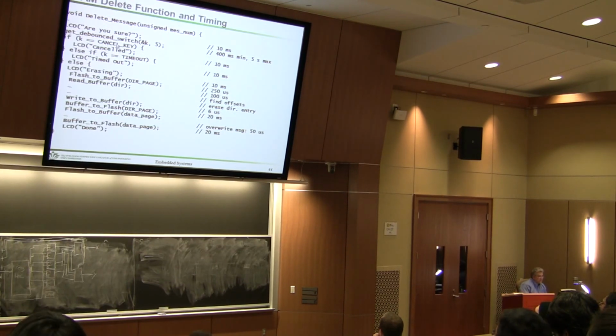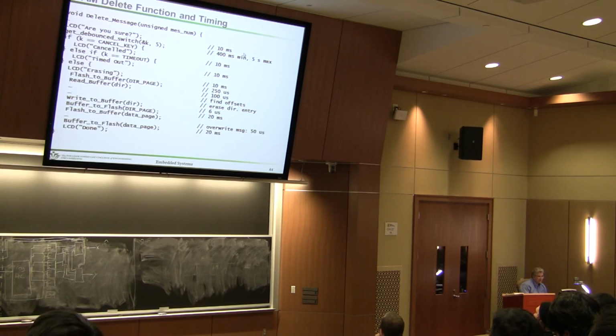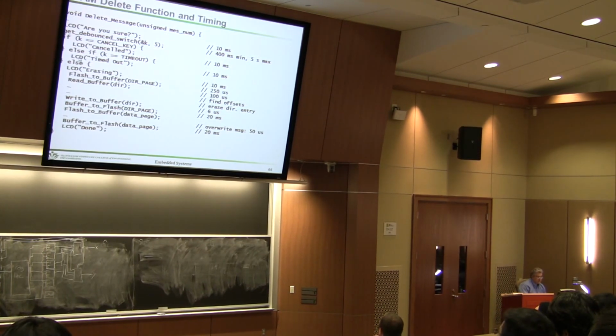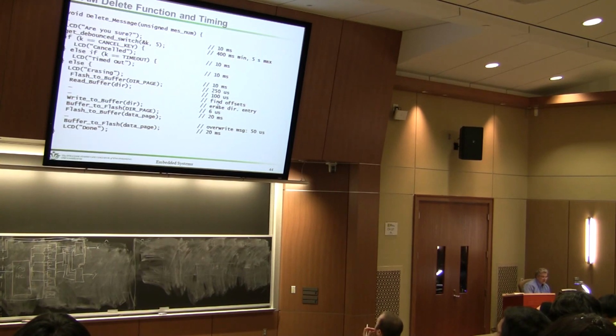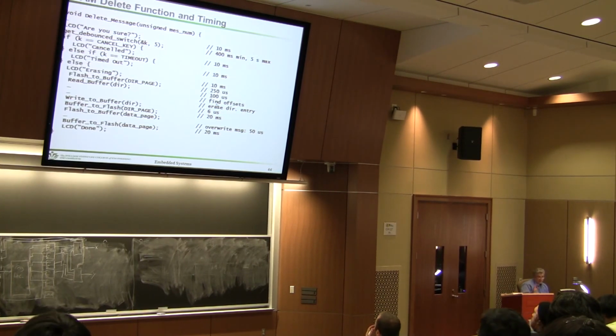If you press the no key, the cancel key, then you'll just put something to the LCD that says cancel. Notice here it takes 10 milliseconds to write anything to the LCD. Here's another one, timed out, 10 milliseconds to the LCD, else, etc. And there are little things, like if we're erasing, then we're going to need to send some data to the flash buffer. We're going to have to read and find some offsets, change the linked list.